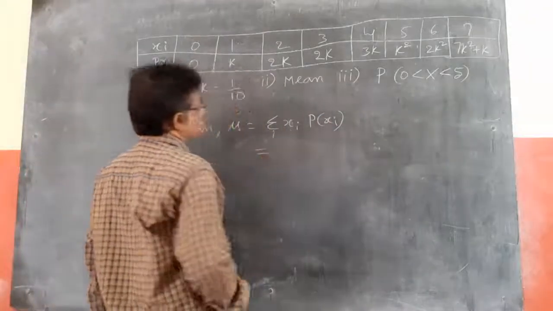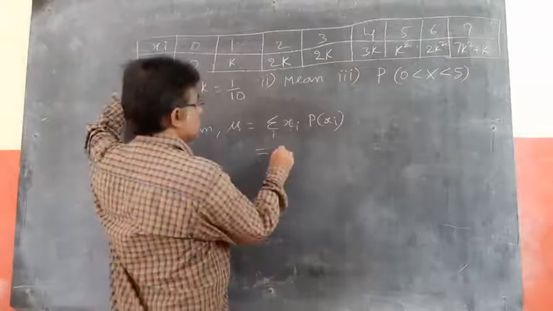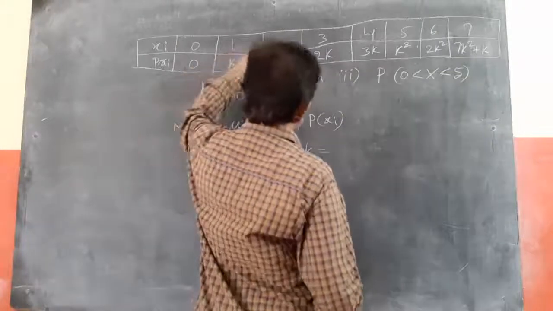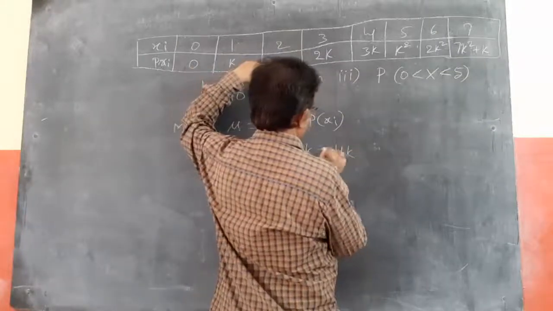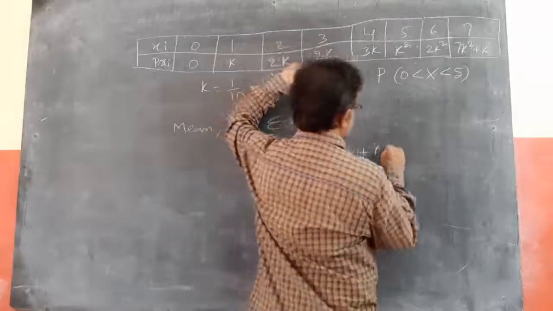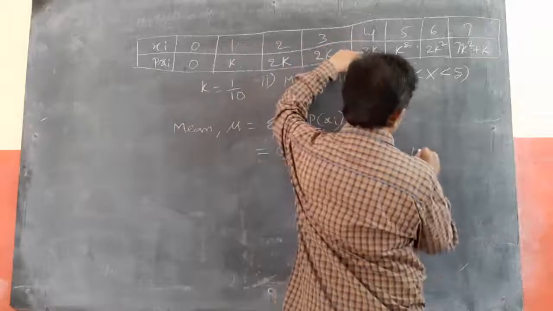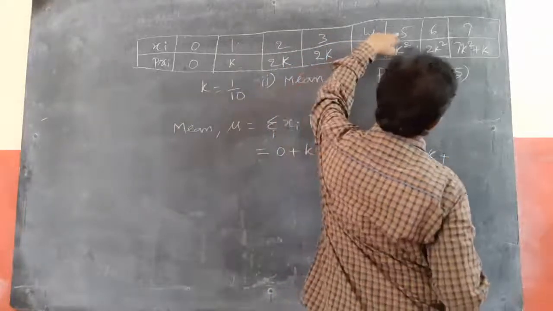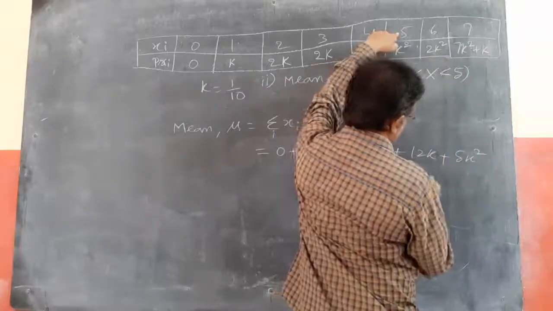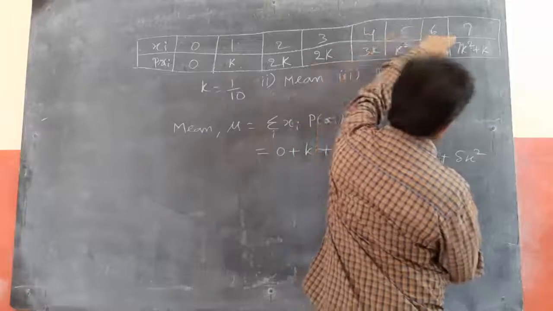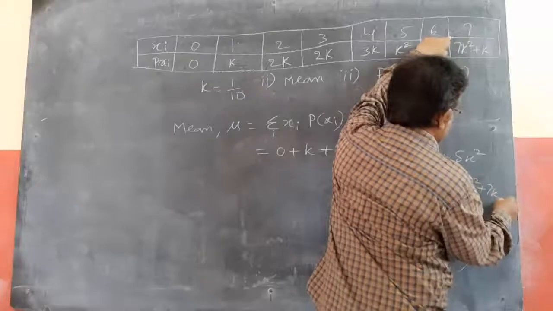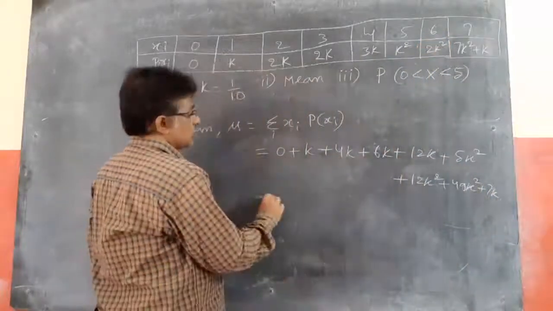So this is equal to 0 into 0, 0, plus 1 into k, plus 2 into 2k, 4k, 3 into 2k, 6k, 4 into 3k, 12k, plus 5 into k square, 5k square, plus 6 into 2k square, 12k square, plus 7 into 7k square, 49k square, plus 7k. This is the mean. Now I know the k value, I can substitute.